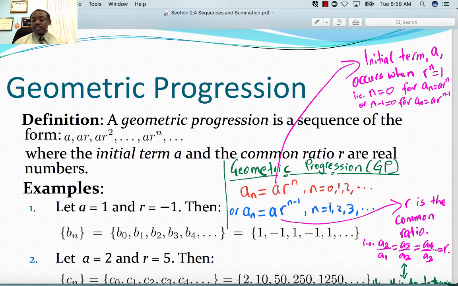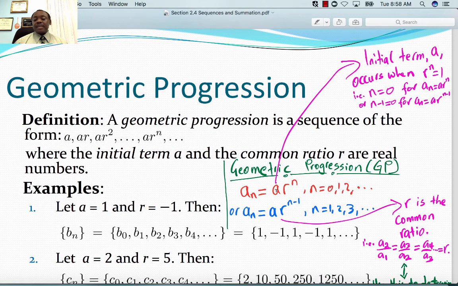It all depends on whether I'm starting from 0 or I'm starting from 1, but that shouldn't be a problem because each question is going to make it very clear. Okay? Now, r is the common ratio. How do I get r? I simply divide consecutive terms. A2 divided by A1 must be the same as A3 divided by A2, must be the same as A4 divided by A3, and all of that is r. So that is why we call it the common ratio.